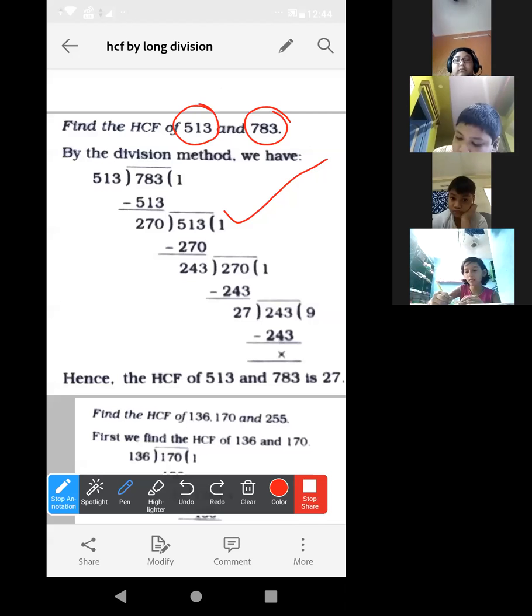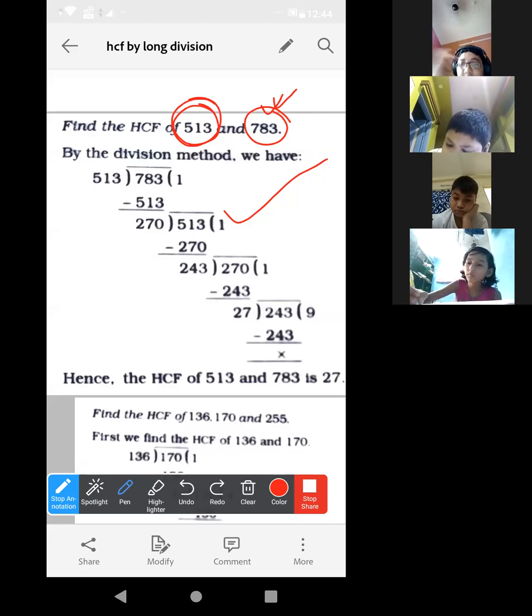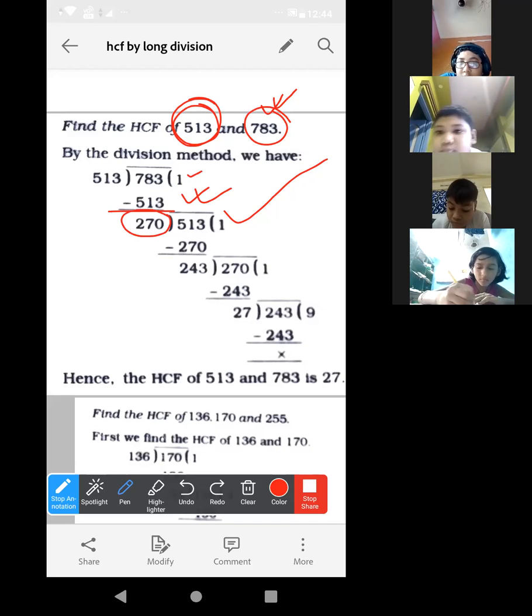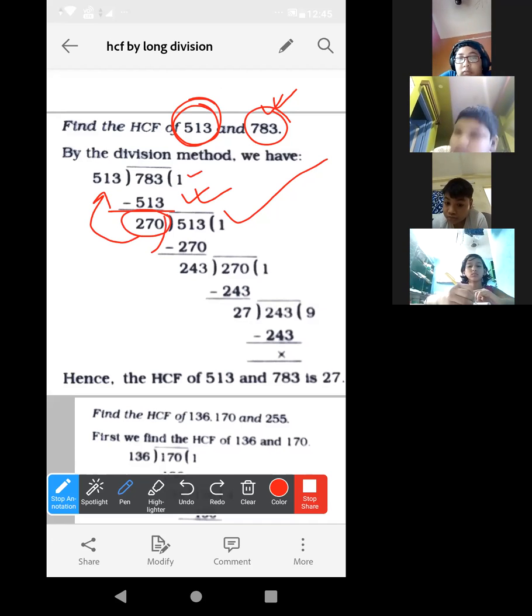Now, definitely we have to divide this 783 by this 513. We have to divide the bigger number by the smaller one. So normal division, nothing to make you understand. By 1, then it is 513. Now look, the remainder is 270. This 270 is the remainder, less than 513. So again by this remainder we have to divide 513.